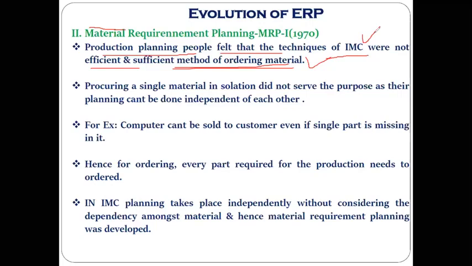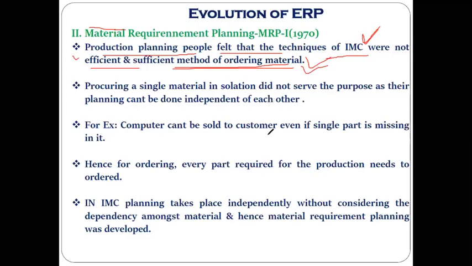In 1970, the people from the production department felt that this system was not efficient and sufficient for the ordering of materials. Means they started finding some kind of drawbacks in the IMC. Yes or no? All of you are getting it? Yes, sir. Now, what kind of drawback exactly? Let me tell you the drawback first, and then we can say what solution they found for that.